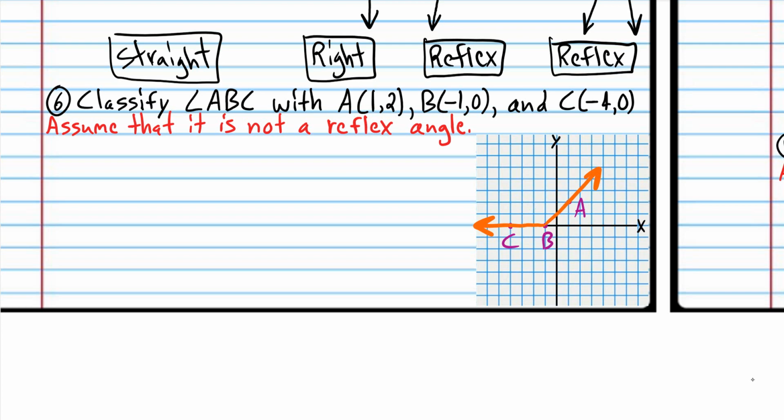Well, a 90 degree angle would look like this. So it's bigger than 90 degrees, the arc. So its angle measure is bigger than 90, so that's going to be an obtuse angle. So we can say obtuse.